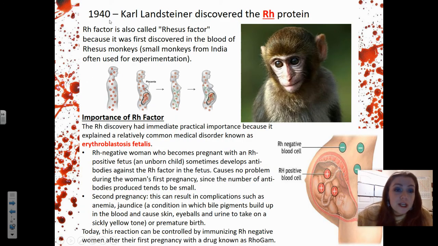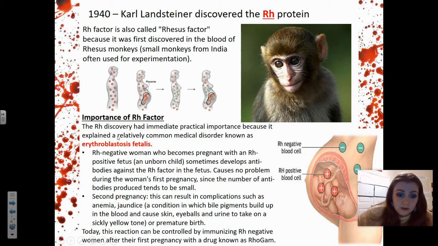All right, 1940, Carl Landsteiner again, so he's the one that found the blood types. He then discovered the Rh protein. The Rh protein is called the rhesus factor, which is why it's called Rh, because it came from the rhesus monkey. That's where they found it. It was first discovered in rhesus monkeys in India, often used for experimentation. Sad. The importance of the Rh factor.